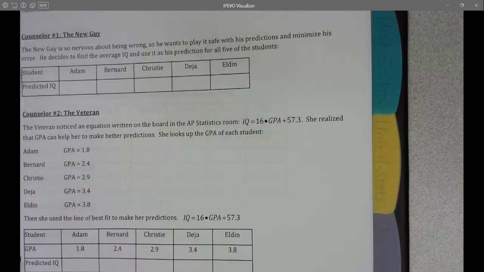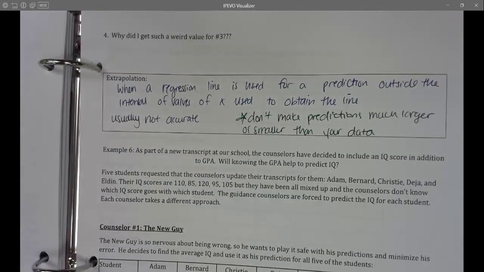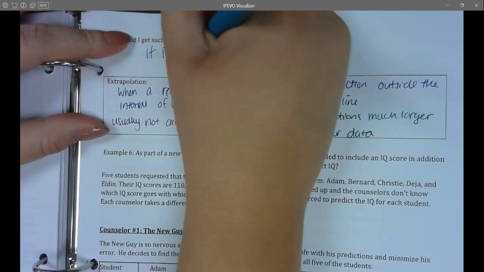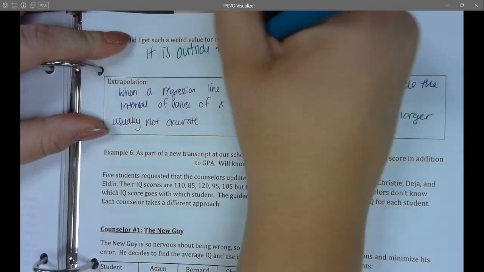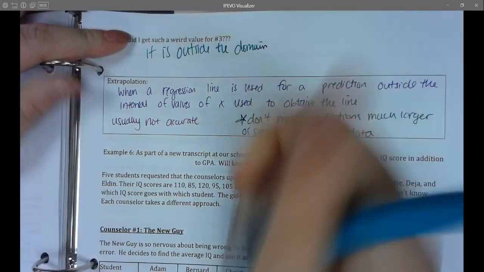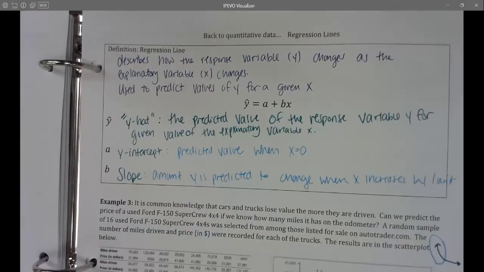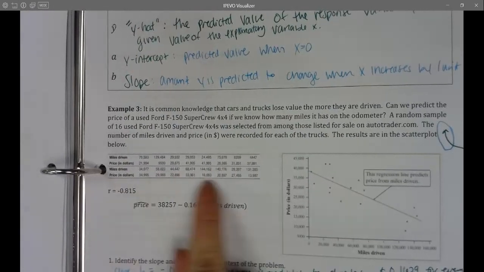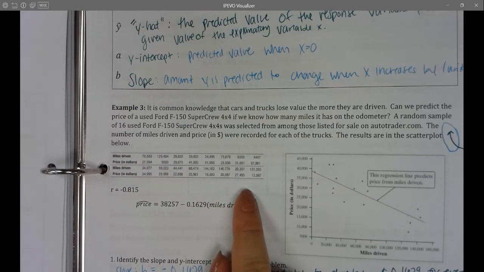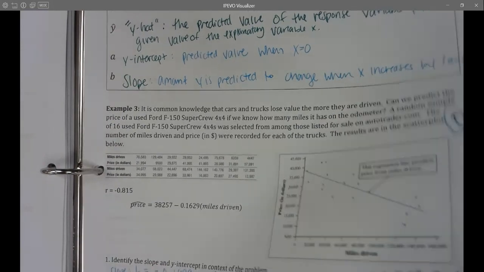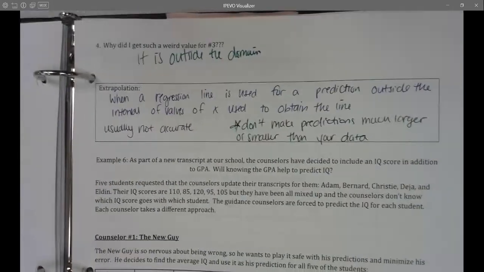Okay. So the issue here is, why do we get such a weird value? It was outside the domain. Taking you back to maybe Algebra 2 or Algebra 1, domain is your x values. 300,000 is way too high for the x values that you have in your data. Okay, if we look back at what our data is, there is nowhere near 300,000 miles on any of these data points. It's not anywhere near there. So what we have done is a problem.